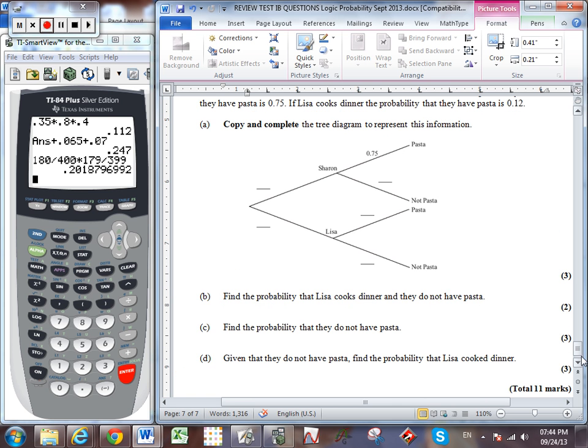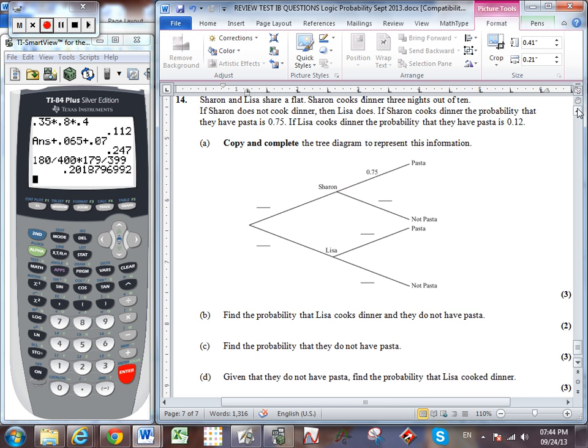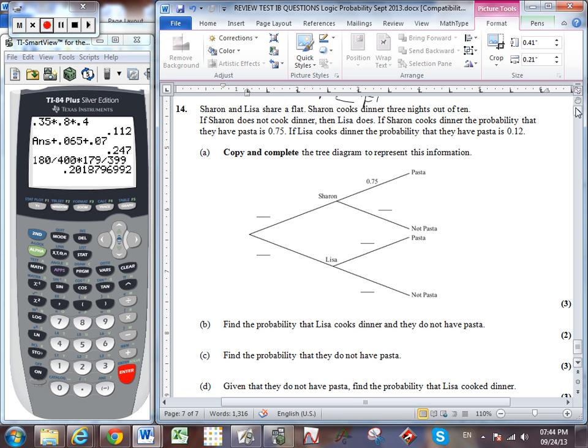And the last problem on this review is number 14. Sharon and Lisa share a flat. Sharon cooks dinner 3 nights out of 10. That's 0.3. Lisa must do it the other 7 nights out of 10. Now, if Sharon does not cook dinner, then Lisa does. That's why it adds up to 1. It's 100% probability that one of them will cook dinner.